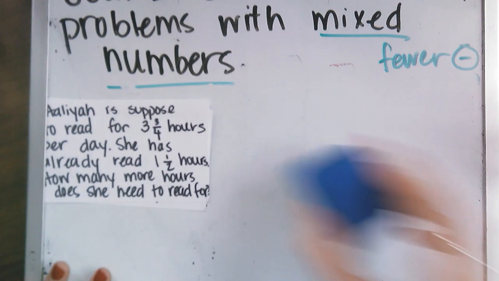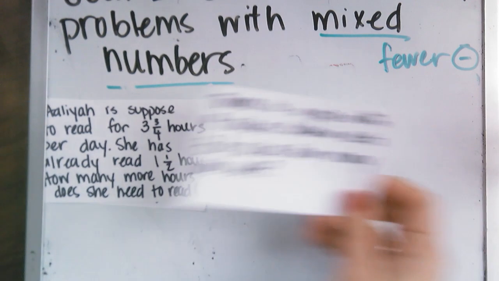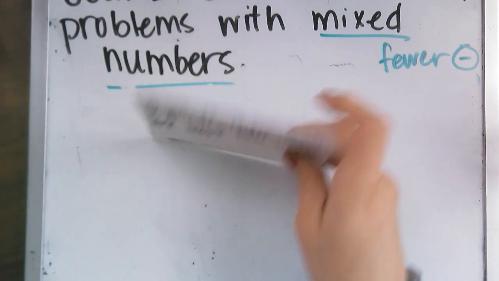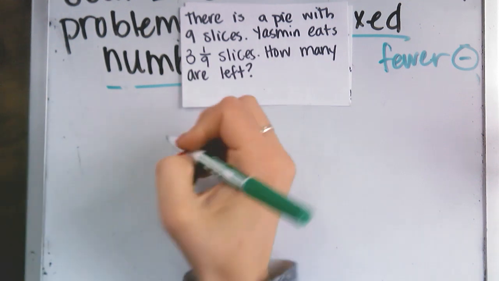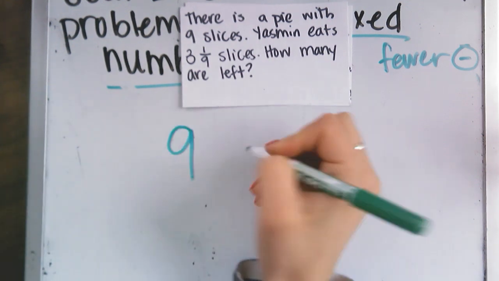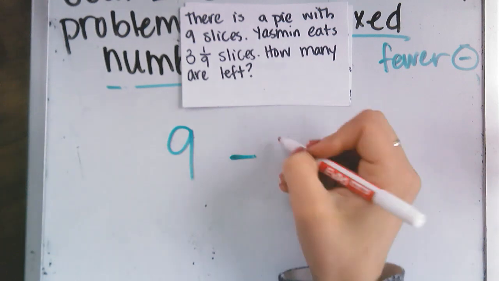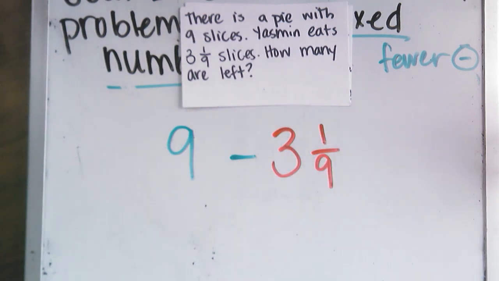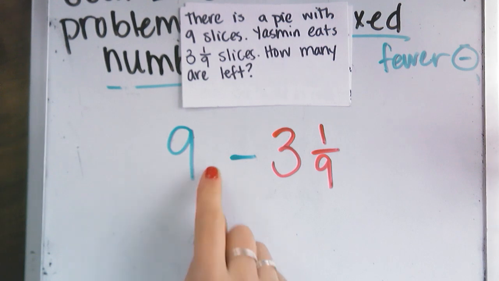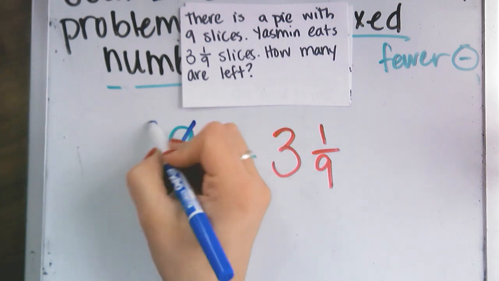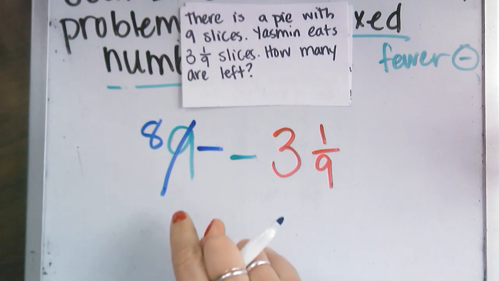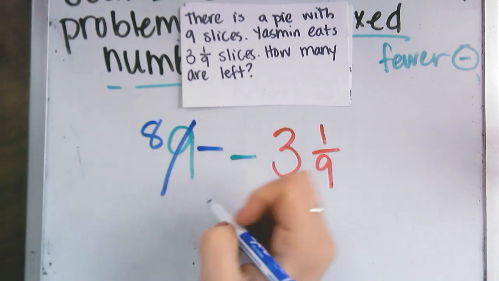So our last problem is going to have a little bit of regrouping. This one says, there is a pie with 9 slices. Yasmin eats 3 1/9 slice. How many are left? So 9 minus 3 1/9. Now, I don't have a fraction here. I need to regroup. And we always go next door to regroup. So we're going to cross our 9 and make it into an 8. And then we need to make a whole because I just am regrouping one whole.